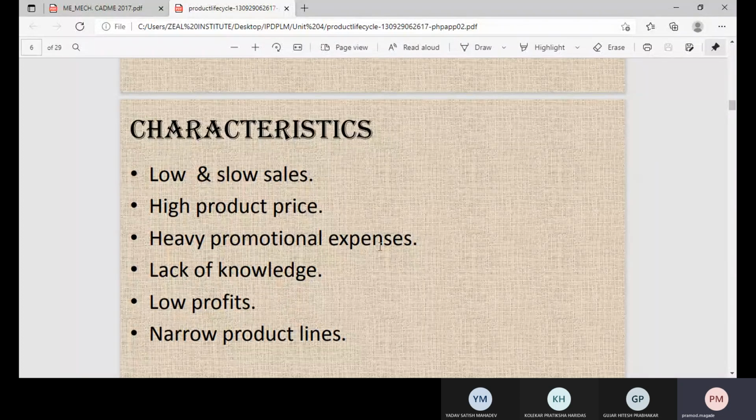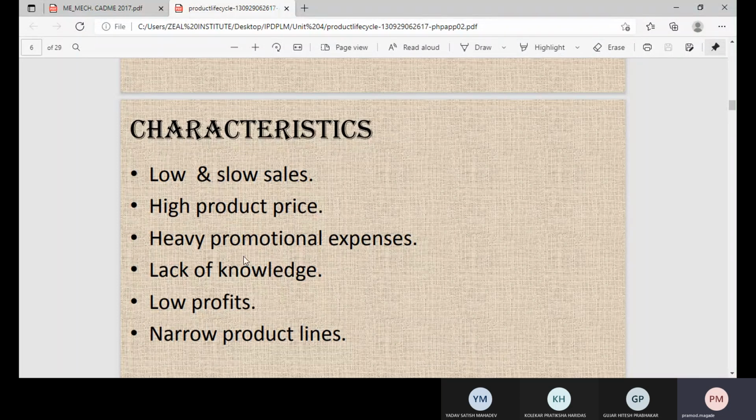Heavy promotion expenses, of course, market मध्ये launch करायचं, publicity पाहिजे. A lack of knowledge. Right now we have just started the things in the market and we don't know how to grow, so that's why it required the time, and that's what we call knowledge, and after some time it will get how to reach. Then low profit and narrow product lines. So you just write down these characteristics.